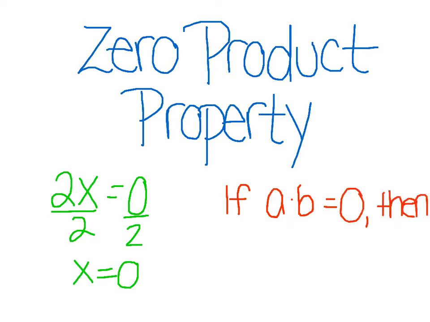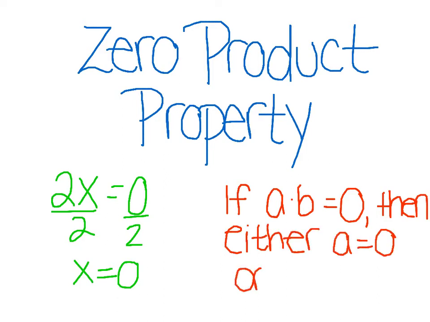then either a has to be equal to 0 or b has to be equal to 0. So if a times b equals 0, we know that either a is 0 or b is 0.